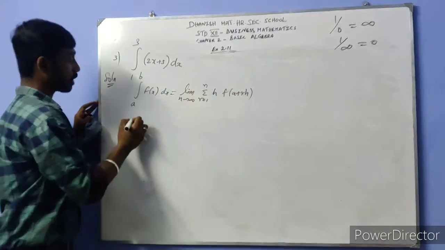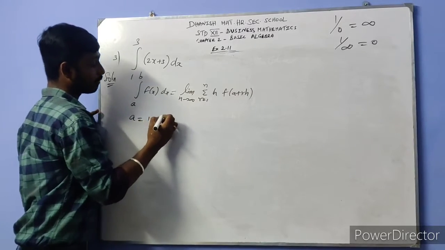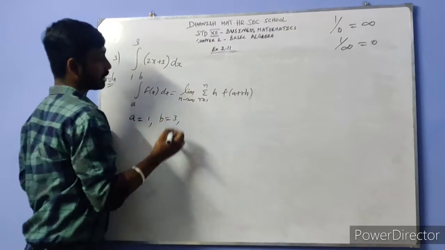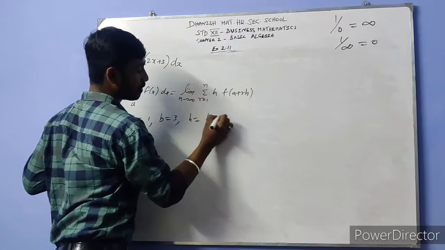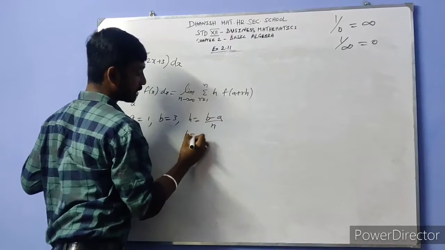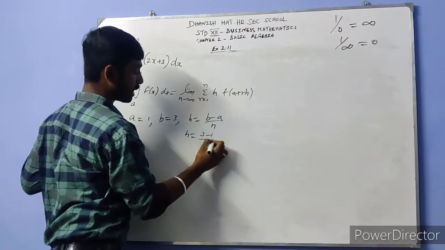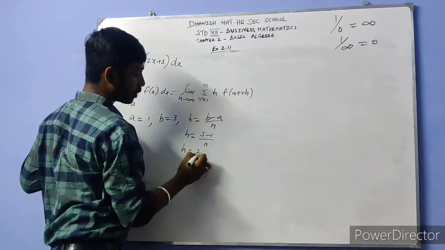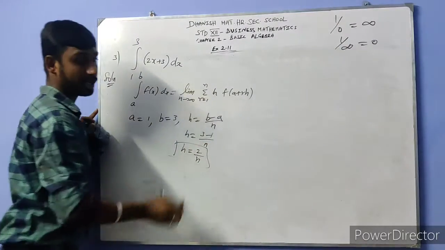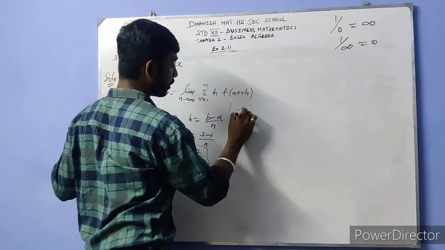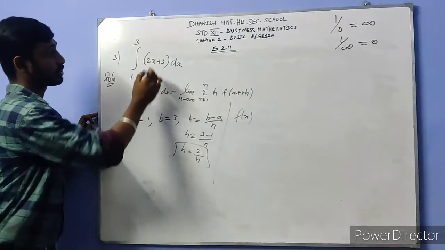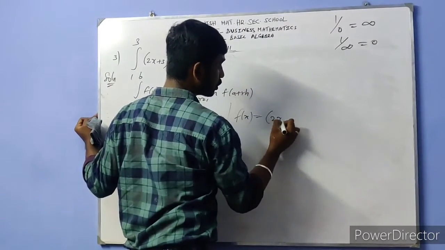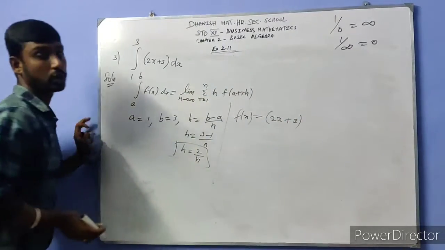Now we are going to find the a value. That will be 1. The b value is 3. Then h is equal to b minus a divided by n. What is the b value? That is 3 minus 1 divided by n. h is equal to 2 by n. What is the f of x value? Here f of x is 2x plus 3.